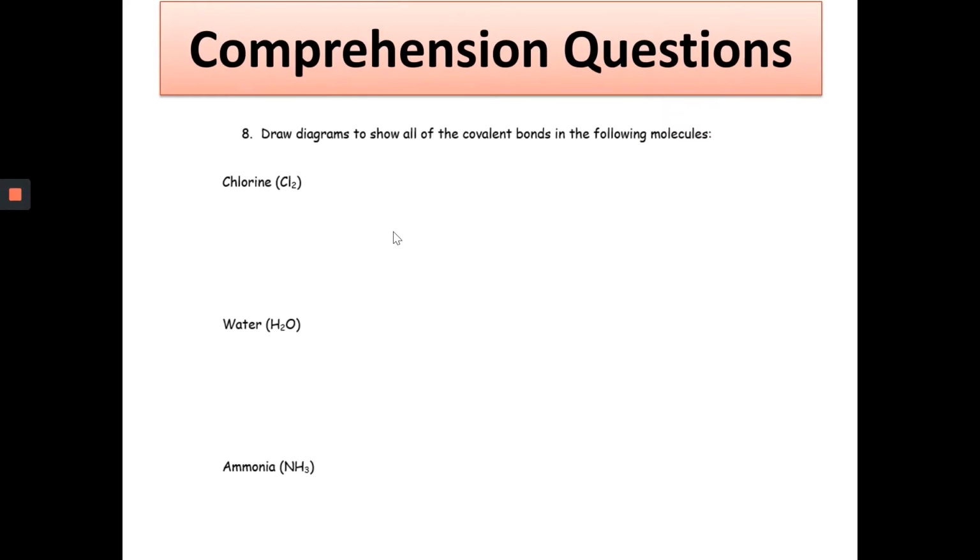Draw diagrams to show all of the covalent bonds in these molecules. We've got chlorine, water, and ammonia. Look really carefully at the numbers that follow. We've got chlorine, Cl2, so that tells us there's 2 atoms of chlorine. We've got water, H2O, so that's telling us that there's 2 atoms of hydrogen. And then we've got NH3, so that's telling us that there's 3 atoms of hydrogen there.